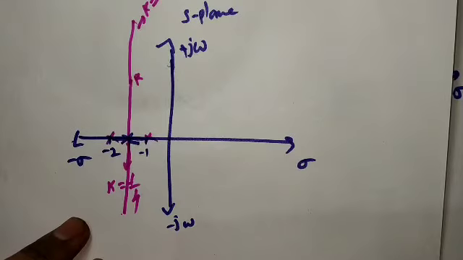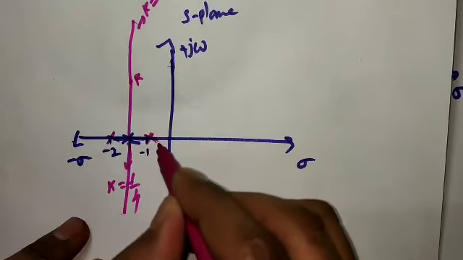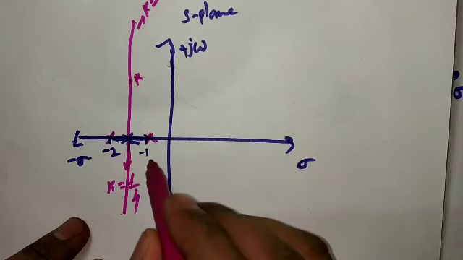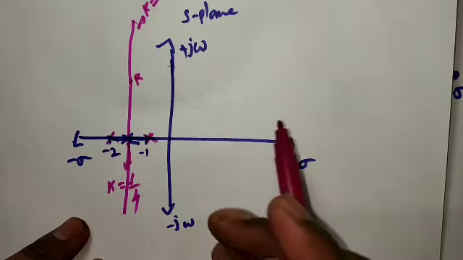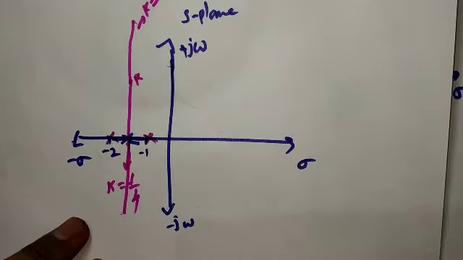In the first case, when k is equal to 0, the roots are here: s is equal to minus 1, s is equal to minus 2. When k is equal to 1 by 4, your roots are equal and real, so your system will give a critically damped response.